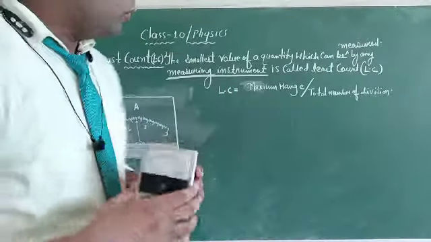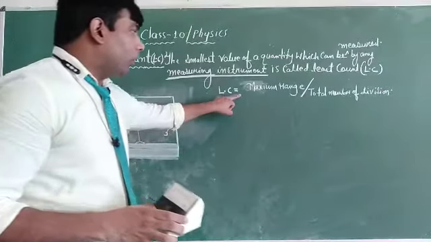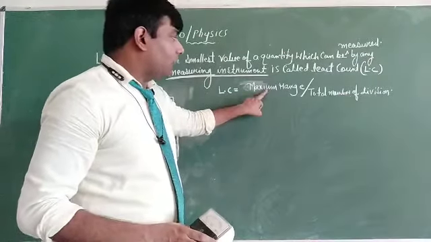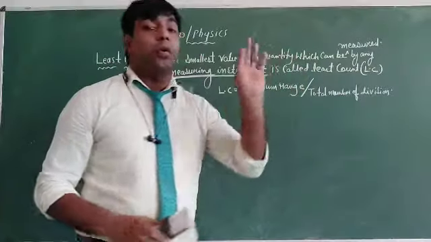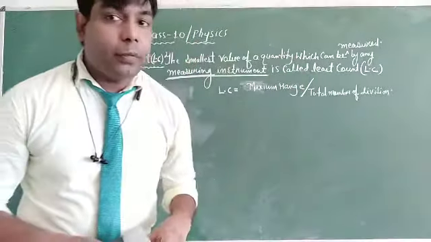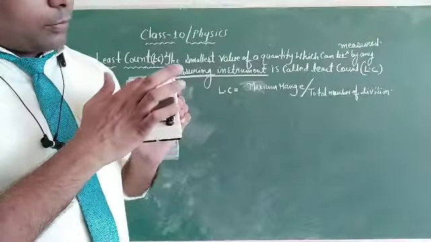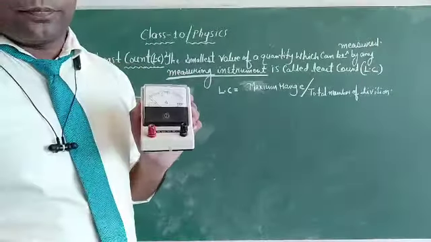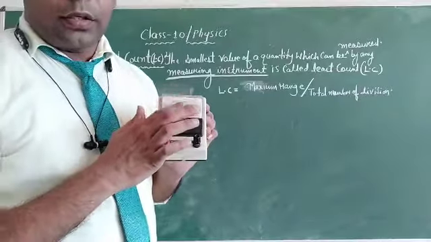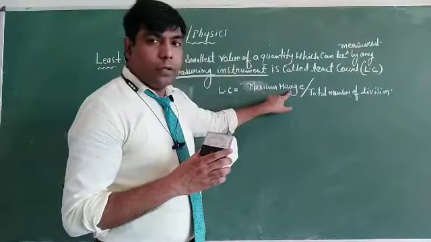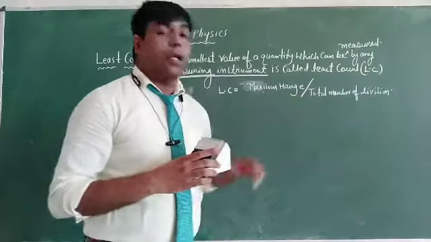So, see here, the least count formula. To get the least count, the formula is maximum range divided by total number of divisions. Maximum range means the maximum measurement that can be done with this instrument. How much is that? It is 3. So here the maximum range will be 3, divided by the total number of divisions.